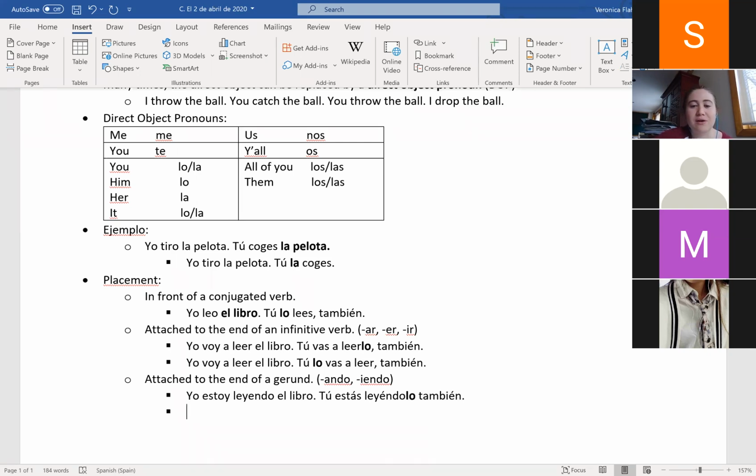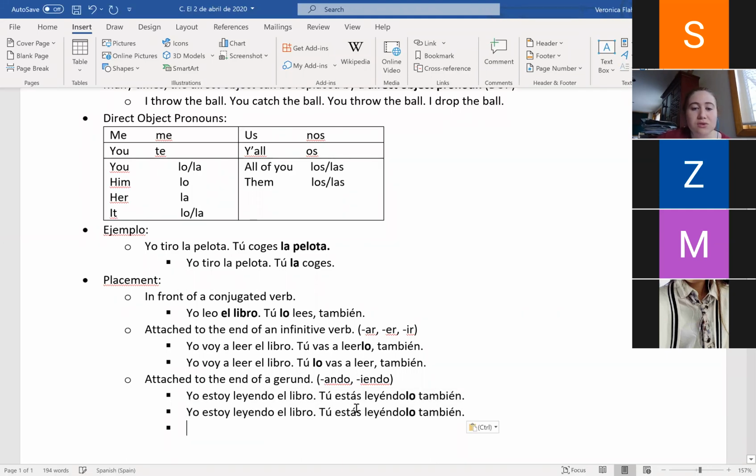And where else could that go? Tú lo estás. Exactly. Tú lo estás leyendo. So we can move it from the end of the gerund to right in front of the conjugated verb. It can go in either place, anytime. When you put it at the end of a gerund, you need to put an accent mark on either the E in yendo or the A in ando. And that's to preserve the pronunciation, okay? Because without the accent mark, it would say leyendolo, and we don't want that.